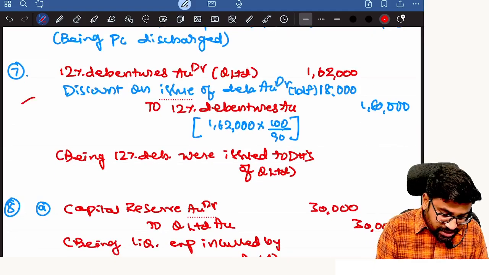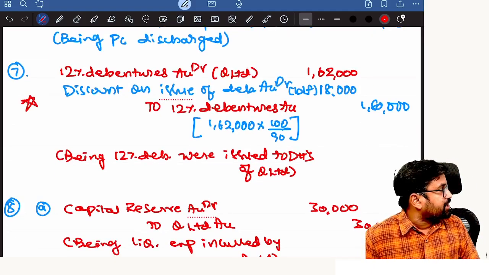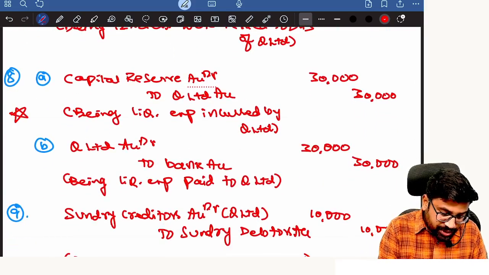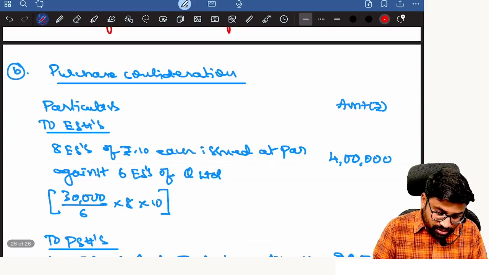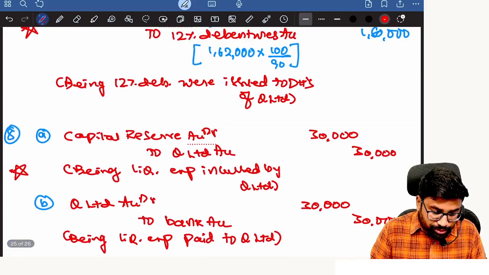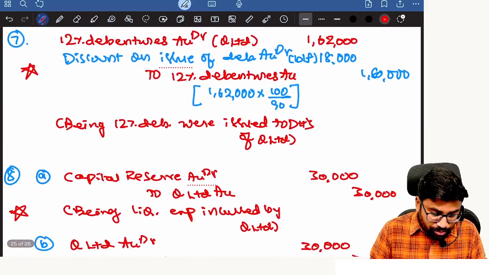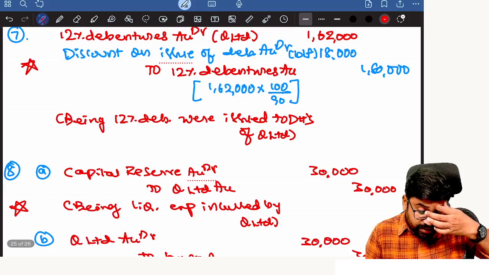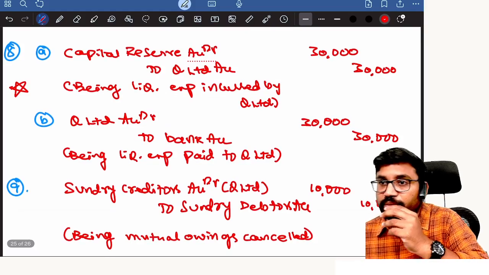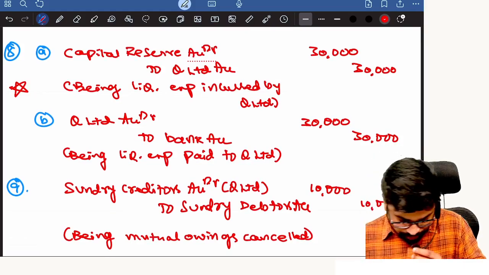And then the debentures adjustment entry, debenture settlement entry, is another important entry. Then liquidation expenses. That's it. So I think the chances that you may go wrong are the incorporation entry, debentures entry, and liquidation expenses entry. I think the remaining ones you can easily manage.